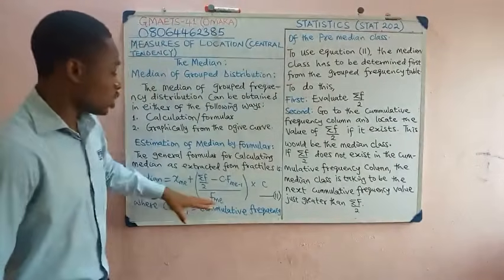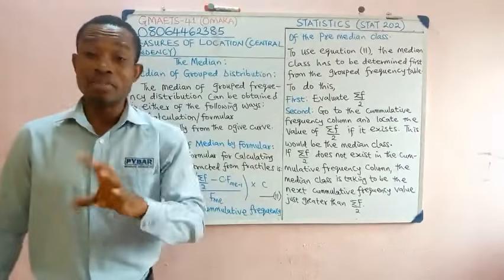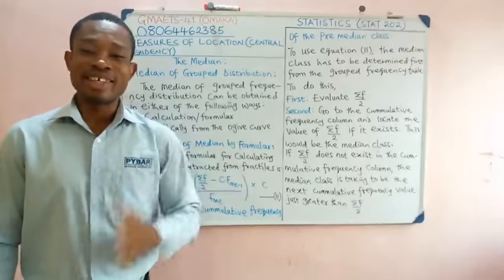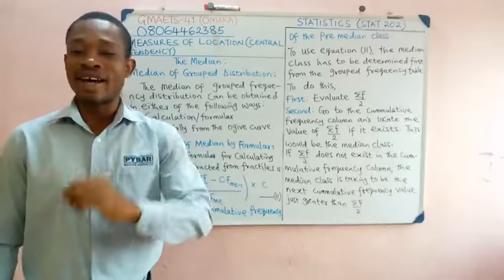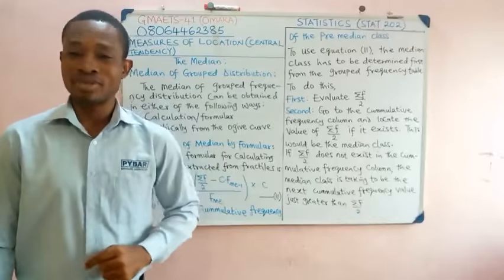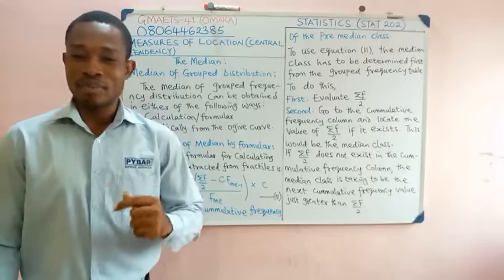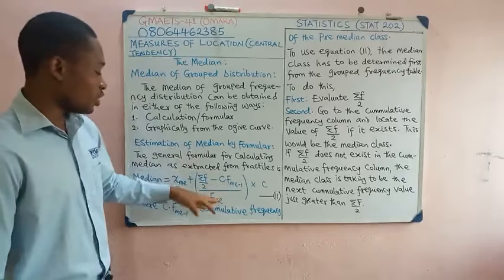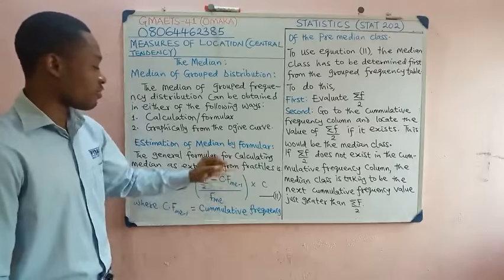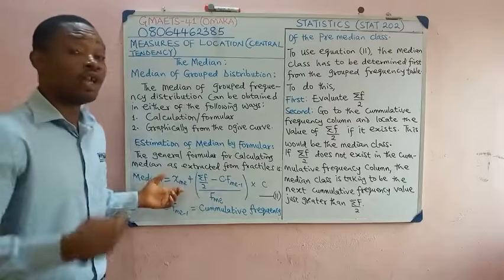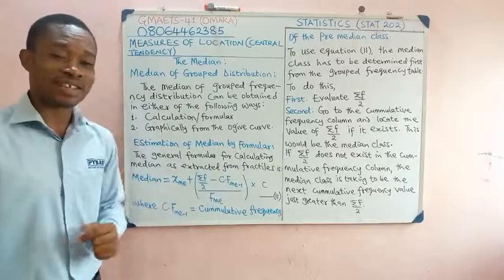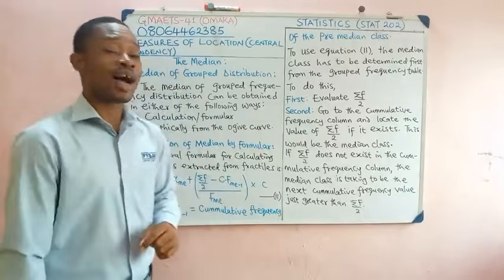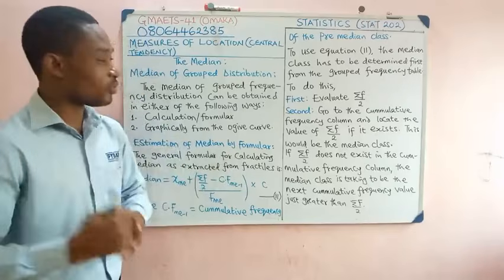For us to use this equation 11 to calculate the median, the first and most important thing we have to do is to determine the class known as the median class from our frequency table. If we are able to determine the median class, then we can be able to obtain the values of all these frequencies of the median class, cumulative frequency of the pre-median class, the lower class boundary of the median class. So take note of that. You must determine the class known as the median class from your group frequency table.